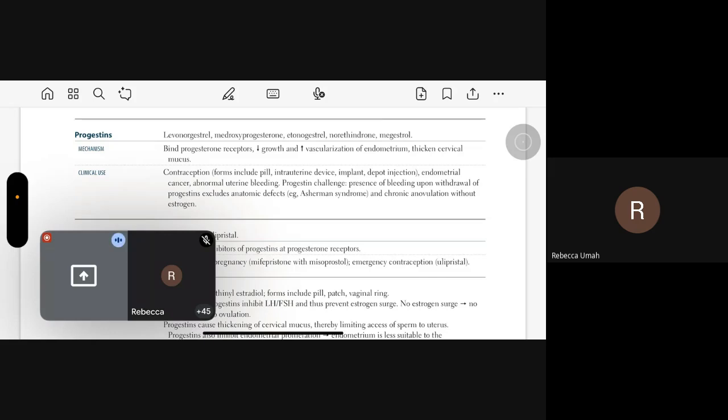Does anyone know about the progesterone withdrawal challenge? Anyone? Yes, even the breakthrough bleeding. After giving progesterone, if there is bleeding, then it will not be Asherman syndrome. Otherwise, it will be Asherman syndrome. Okay. So let me tell you about the progesterone challenge test.